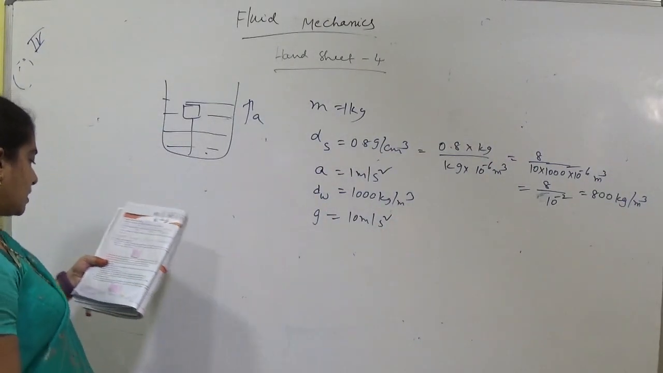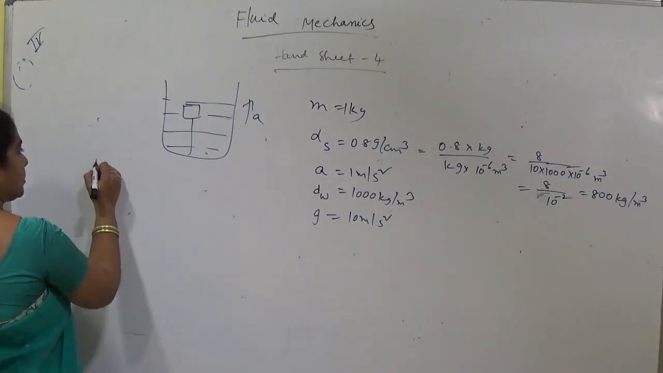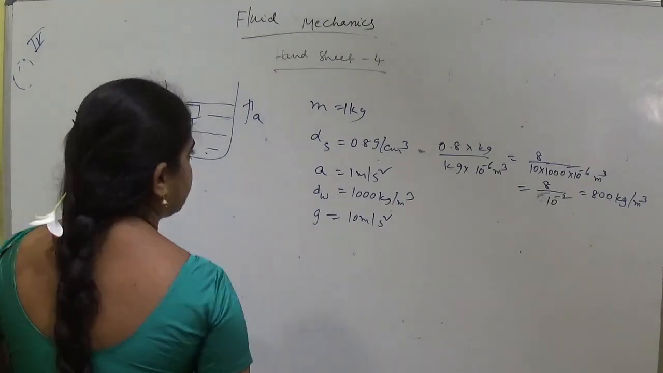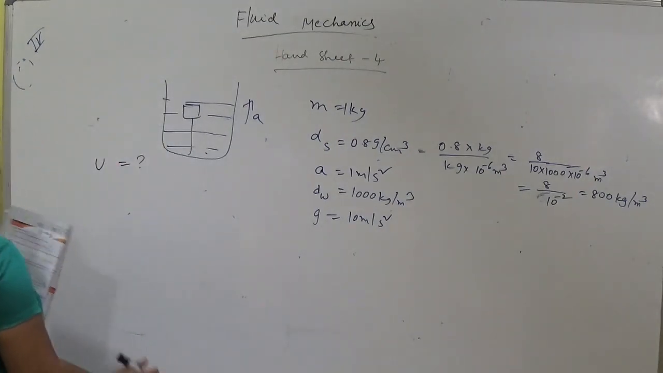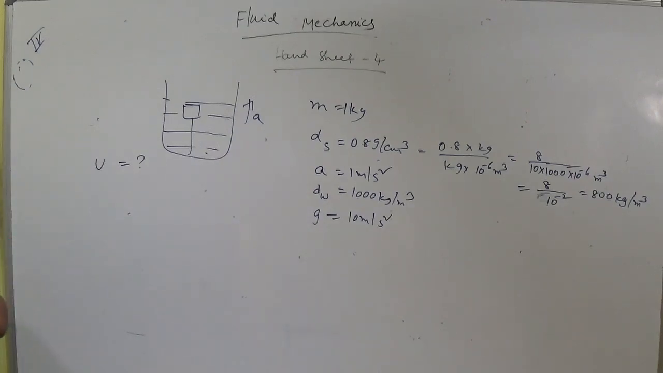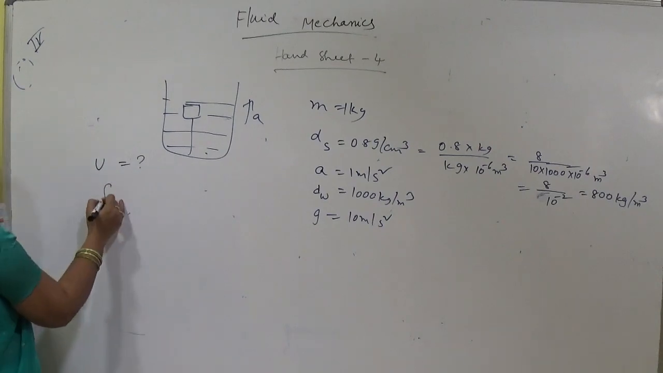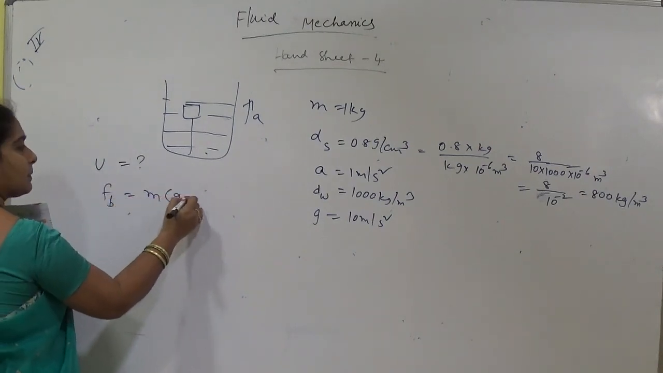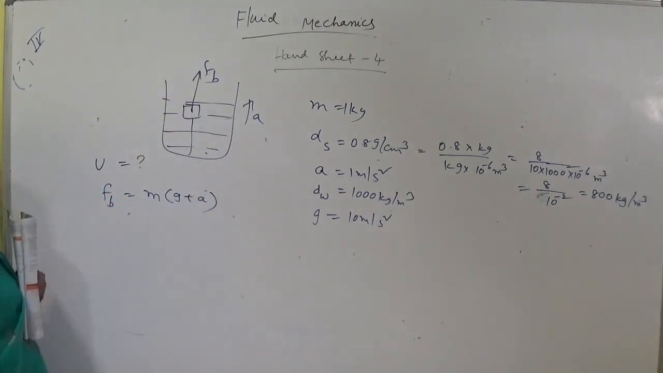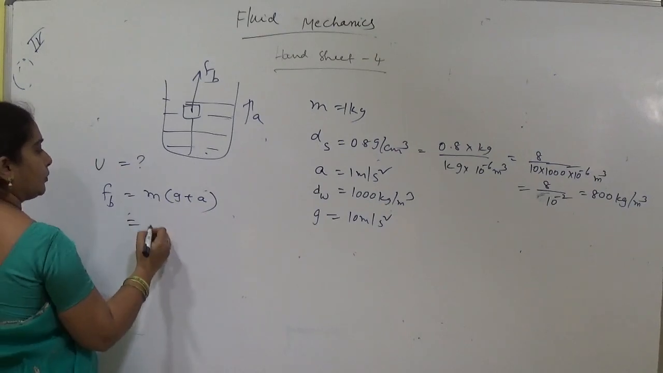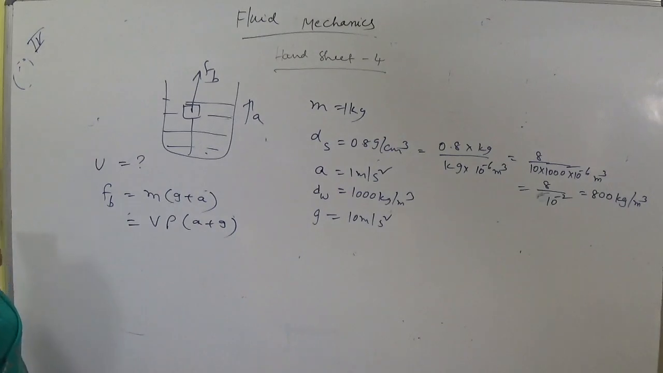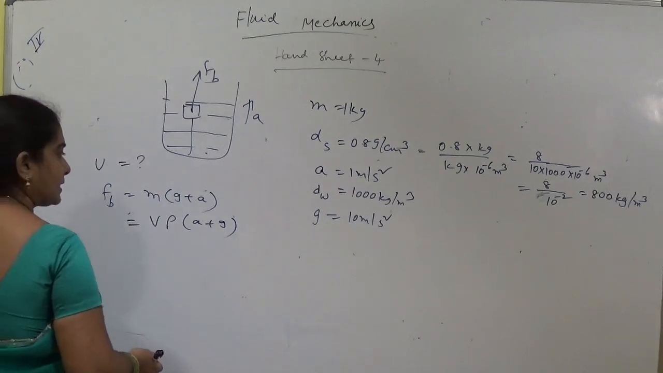We convert it. So now what do we need? The upthrust U is equal to FB. What is the value? FB is equal to M into G plus A. What we know is FB is equal to M into G plus A, that is the upthrust. First condition: what is the value? V rho into A plus G.